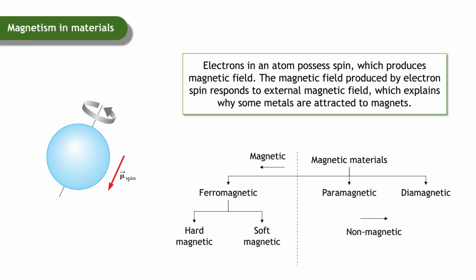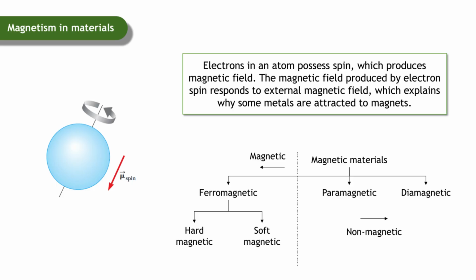Magnetism starts at the atomic level. Inside every atom, electrons have a property called spin. This spin makes each electron behave like a tiny magnet. In most materials, these tiny magnets point in different directions, so their effects cancel out. As a result, the material does not show magnetism.